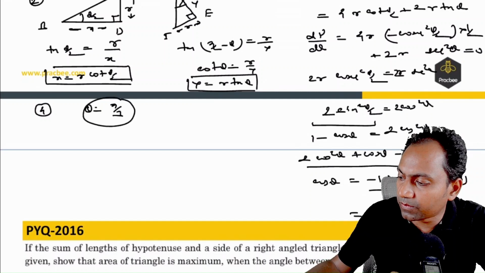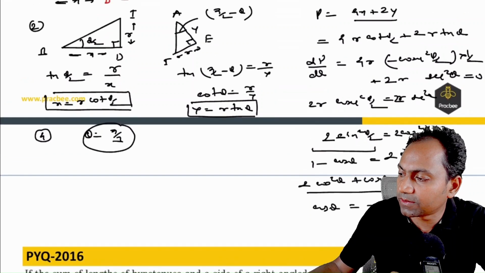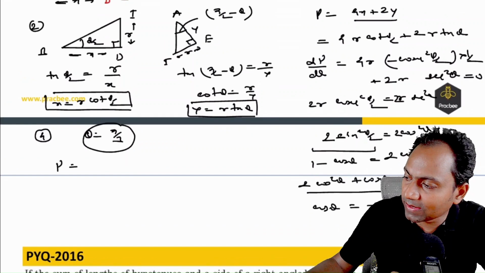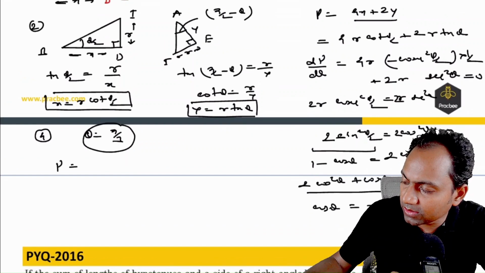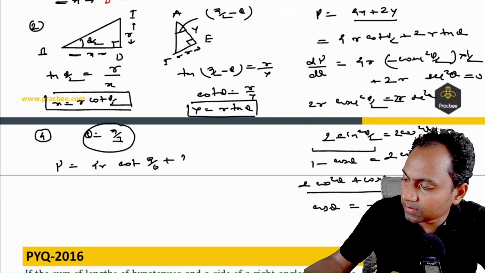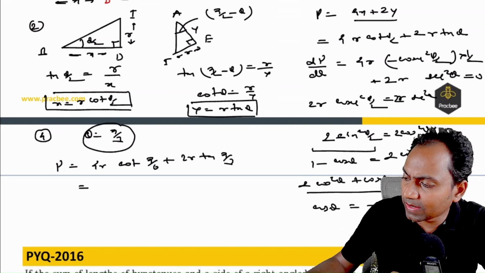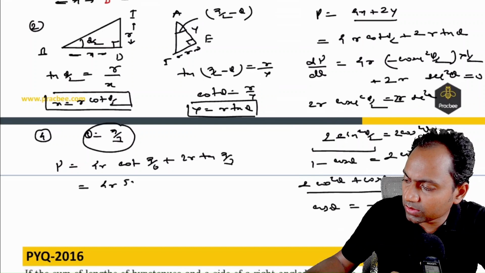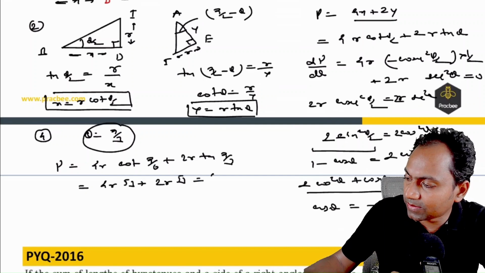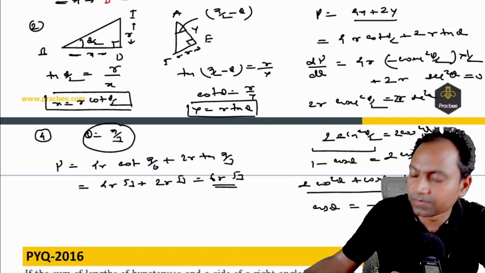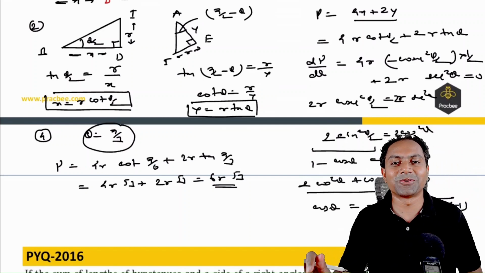So if you put this value of theta equal to pi by 3 in this parameter, let us see what is the value that we are getting. So this becomes nothing but 4r cot of pi by 6 plus 2r tan pi by 3. If I simplify this, cot of pi by 6 is root 3, so this becomes 4r root 3. And this becomes 2r root 3. So the answer becomes nothing but 6r. And this is how we get the solution of this question.